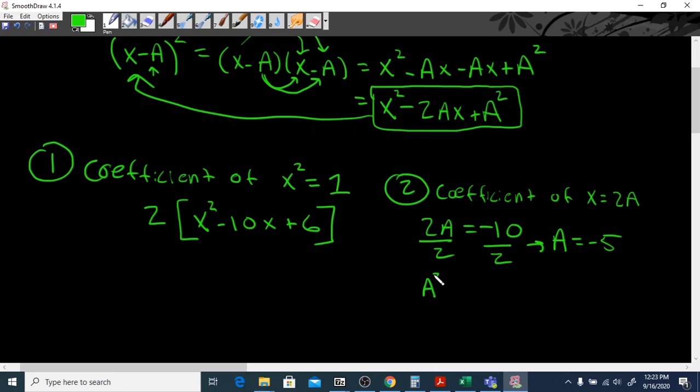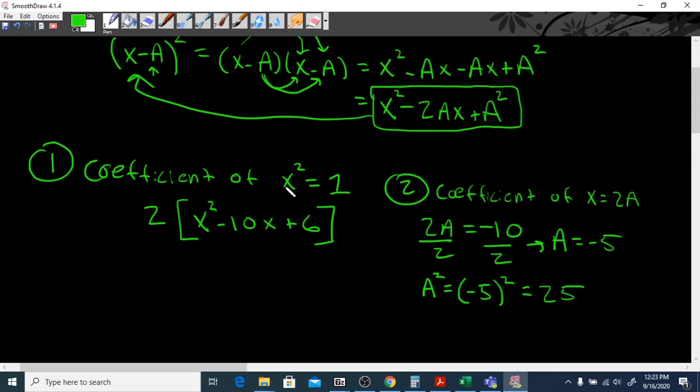And then a squared is important because we need it here. We need all three of these terms in order to write these three as x minus a squared. So a squared is going to be negative 5 squared, which is going to be positive 25. Okay. And now this is the number that we want to appear in the bracket. However, we don't have it there.